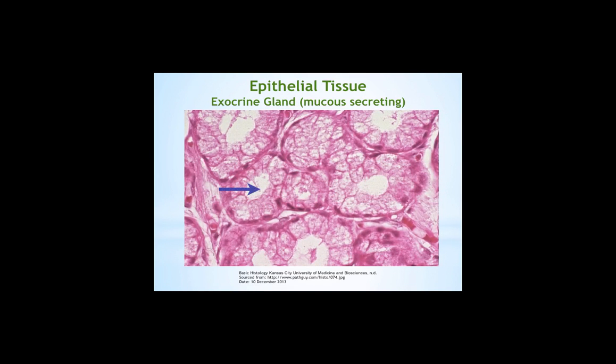Now, this is an example of an exocrine gland. The arrow is pointing to the duct where the secretion is taken away. The cells are cuboidal, as you see. They're sitting on that pink basement membrane. Their cells are against that membrane. The nuclei are against that membrane as well.